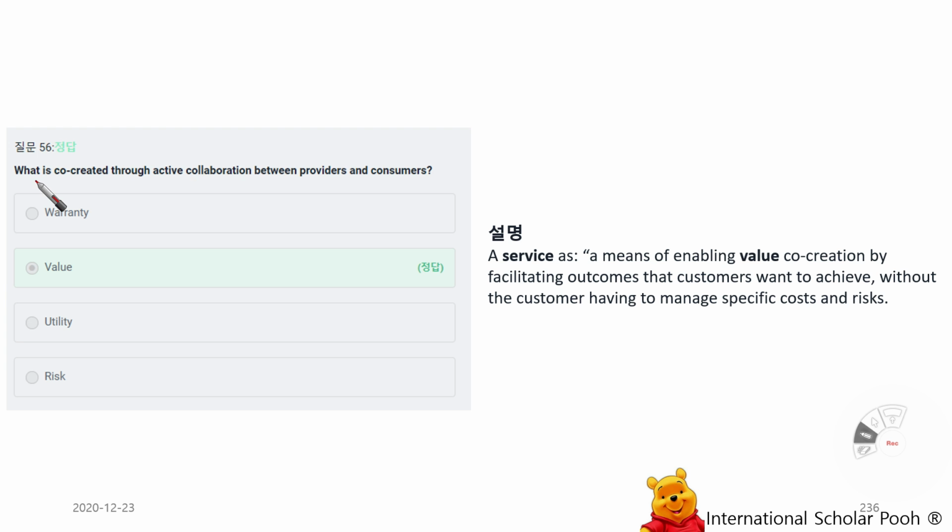What is co-created through activity collaboration between providers and consumers? Value. A service is a means of enabling value creation by facilitating outcomes that customers want to achieve, without the customer having to manage specific costs and risks.